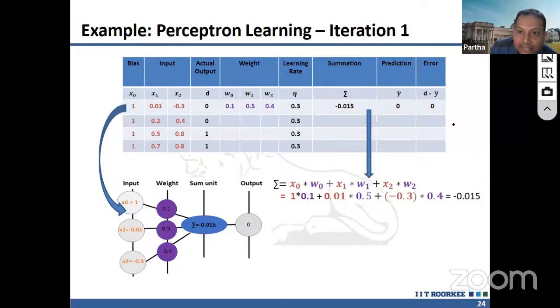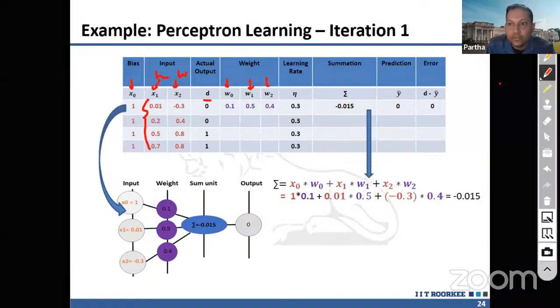So my prediction is 0, and ground truth is also 0. So that means I am correct. With whatever weights I have taken, I am correct. That means there is no error. Perfect. So now let us go to the second example.